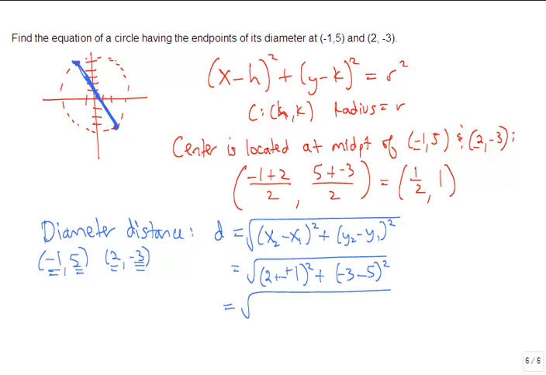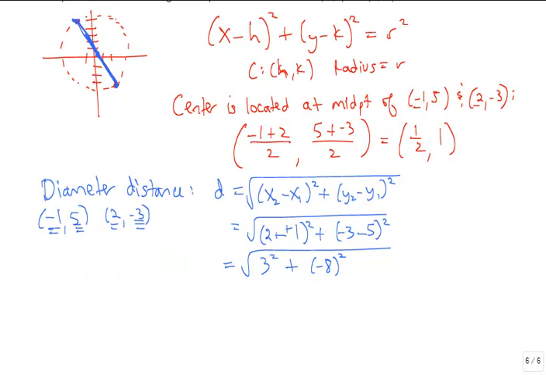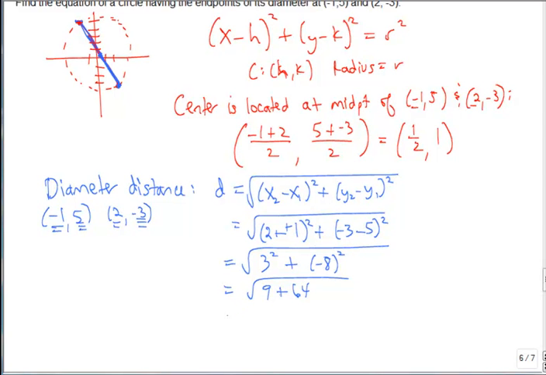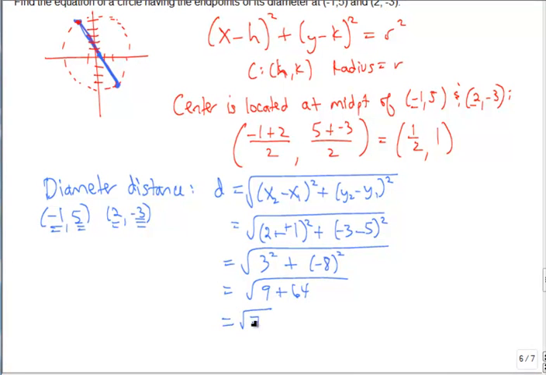So we get a double negative on this first one, so 2 plus 1 becomes 3 squared. And -3 minus 5 is -8, and that needs to get squared. 3 squared is 9. -8 squared becomes positive 64. So 9 plus 64 is 73. And that means we have square root of 73 for our total distance between our two endpoints. And remember, that distance between the two endpoints on either side of the circle was our diameter.